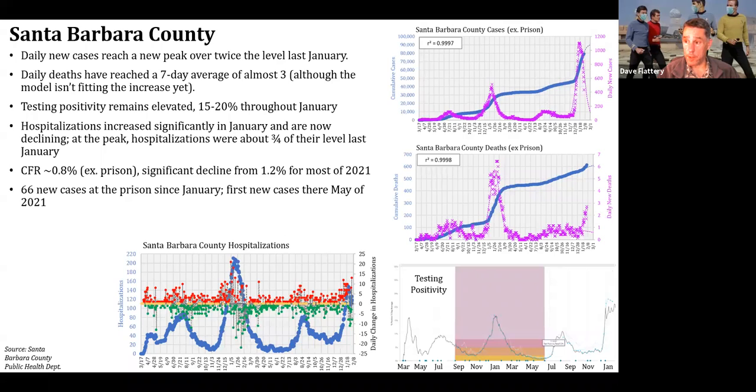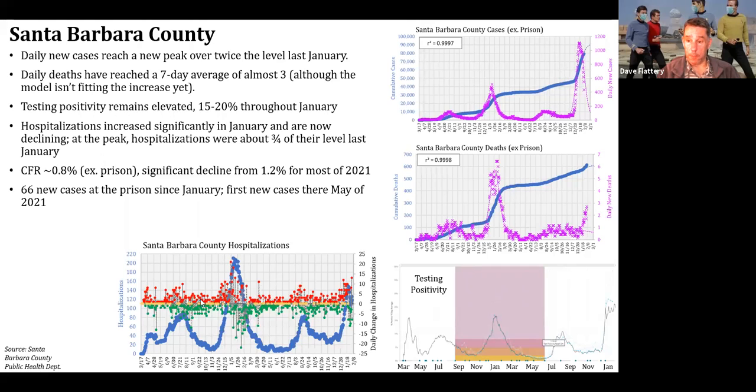Daily deaths are increasing. The model isn't fitting to that little tail coming up on the deaths yet, but it's headed up towards 3, whereas when we look at where we were last winter, at the end of January, beginning of February, it was coming up about 6. So again, similar behavior in terms of the relationship between cases and deaths.